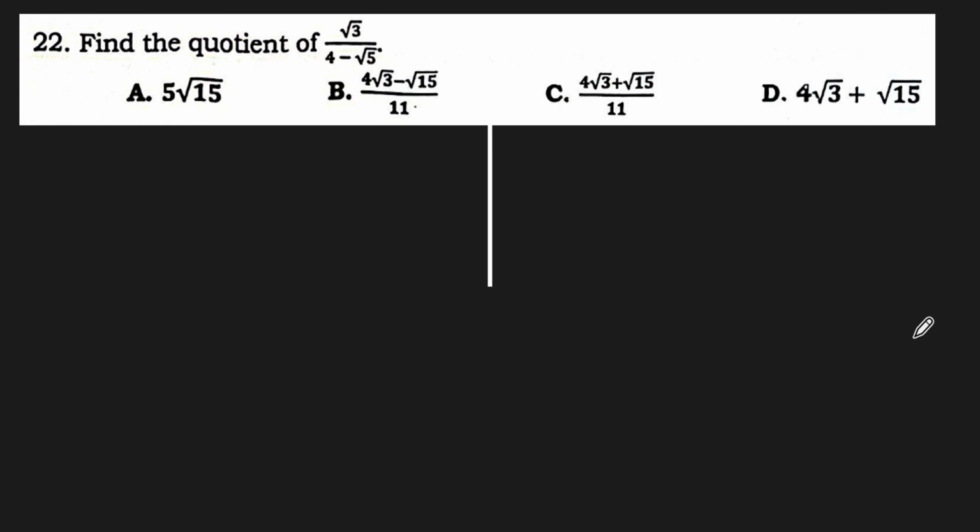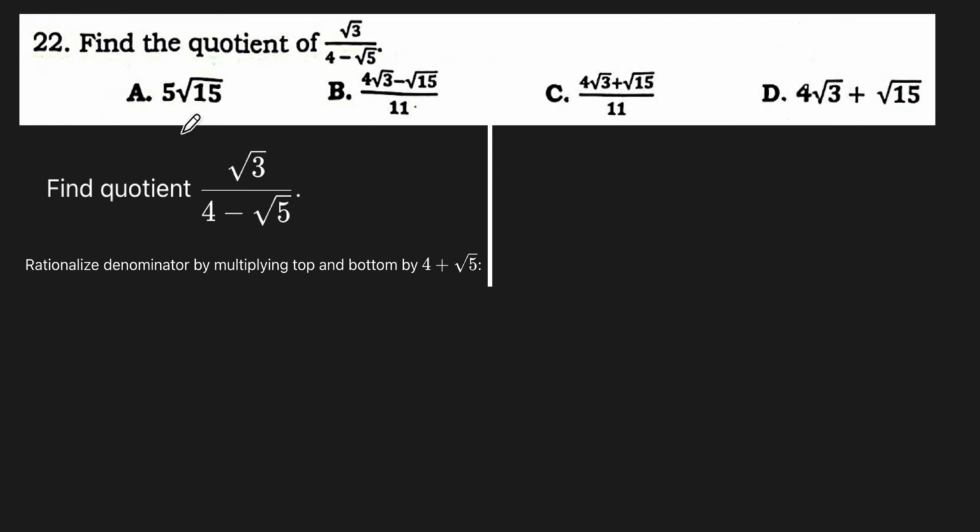Number 22. Find the quotient of square root of 3 over 4 minus square root of 5. Again, we can have this quotient and rationalize the denominator. I think we can use the conjugate. Multiply it by this conjugate, 4 plus square root of 5.